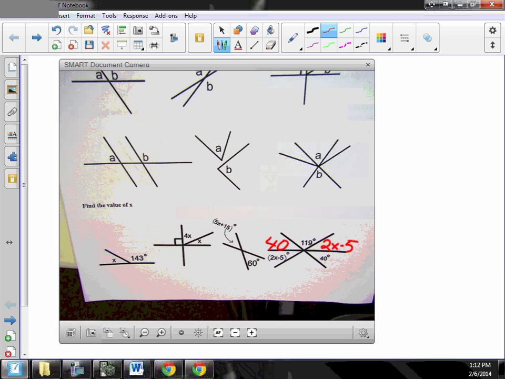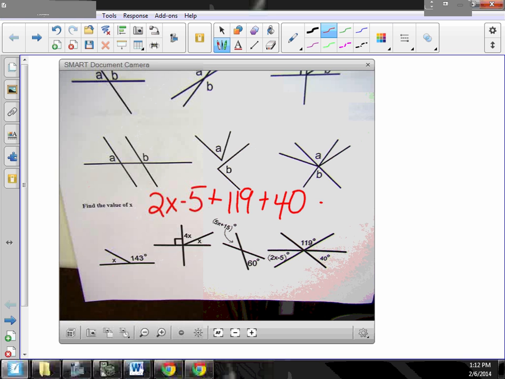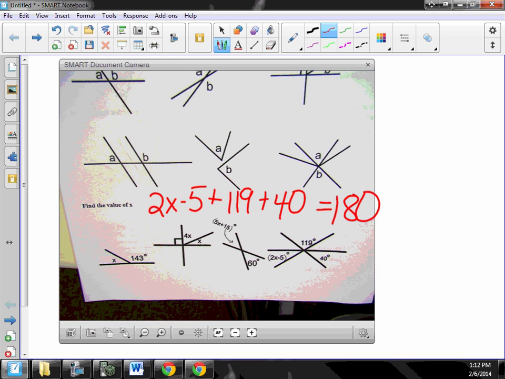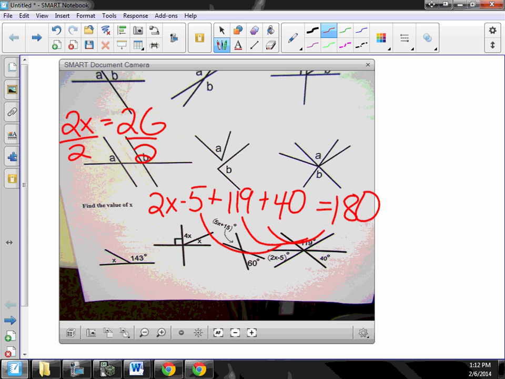So you could have moved any one of them, and you would have had the same formula, which is 2x minus 5 plus 119 plus 40 is equal to 180 degrees. So I'm going to subtract 40, subtract 119, and add 5. 180 minus 40 is 140 minus 119 is going to be 21. Add the 5, 26. So 2x equals 26. Divide by 2. X equals 13.